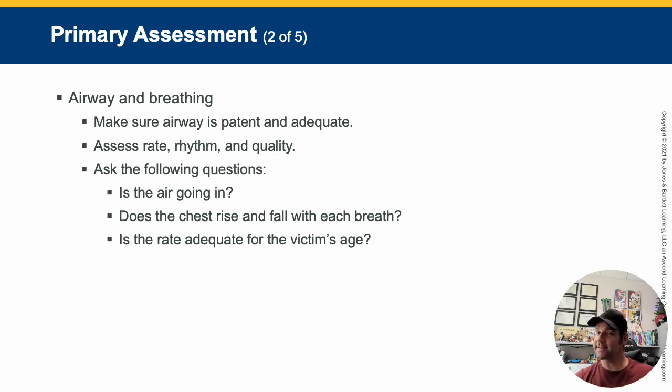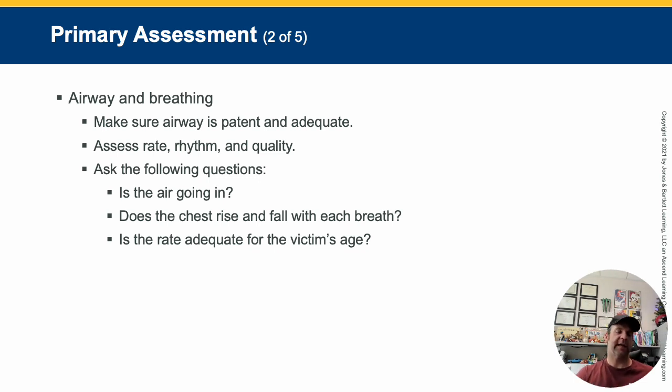Now, if the airway is compromised, you want to use the appropriate technique to open it based on whether or not trauma is suspected. Once the airway is confirmed to be open, you're going to assess breathing. Is the patient breathing adequately? You're going to evaluate the rate, rhythm, and quality of the respirations. And remember, a normal respiratory rate for an adult is 12 to 20 per minute. Are their respirations labored? Are they shallow, irregular? Is the chest rising and falling symmetrically? Is there any accessory muscle use? These are all key indicators of how well the patient is ventilating.